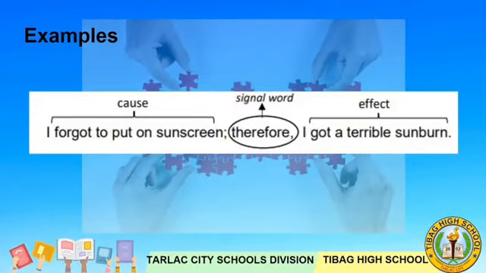Let us study another example. The sentence is, I forgot to put on sunscreen. Therefore, I got a terrible sunburn. So in this sentence, the writer uses a signal word, which is therefore. The use of therefore will help you to determine what is the effect in the sentence. That is why signal words are very effective in determining the cause and the effect in the sentence, because they will help you easily determine what is the cause and the effect in the sentence.